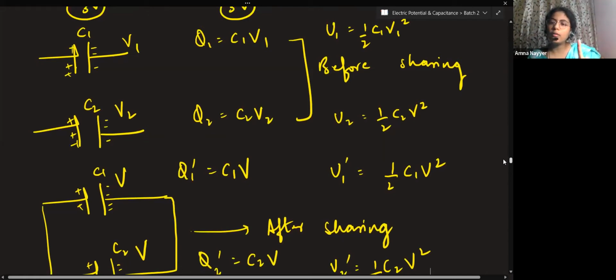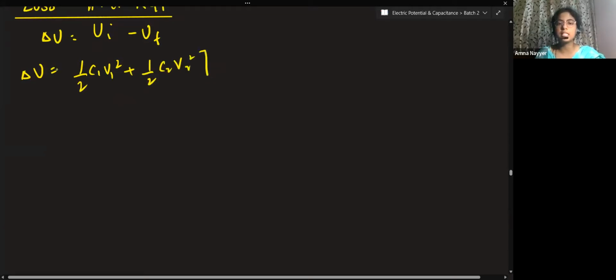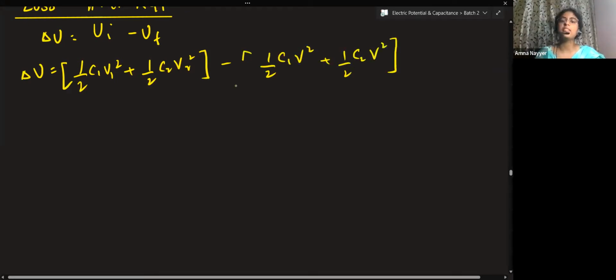Take the energy on one capacitor, take the energy on the second one, and add them. That is the case before sharing. Take the common potential and the energies of both of them, then sum it. So the initial energy will be half C1 V1 square plus half C2 V2 square. This is the total initial energy, minus half C1 V square plus half C2 V square. This is the final energy.